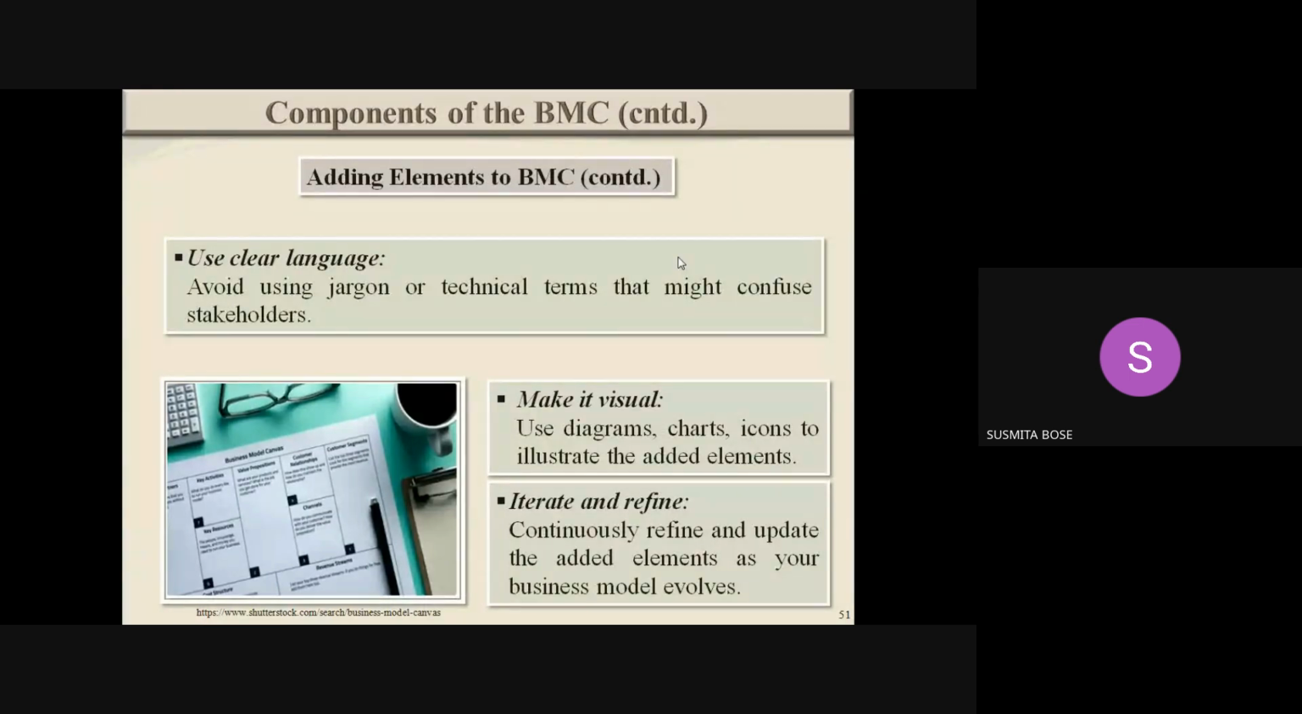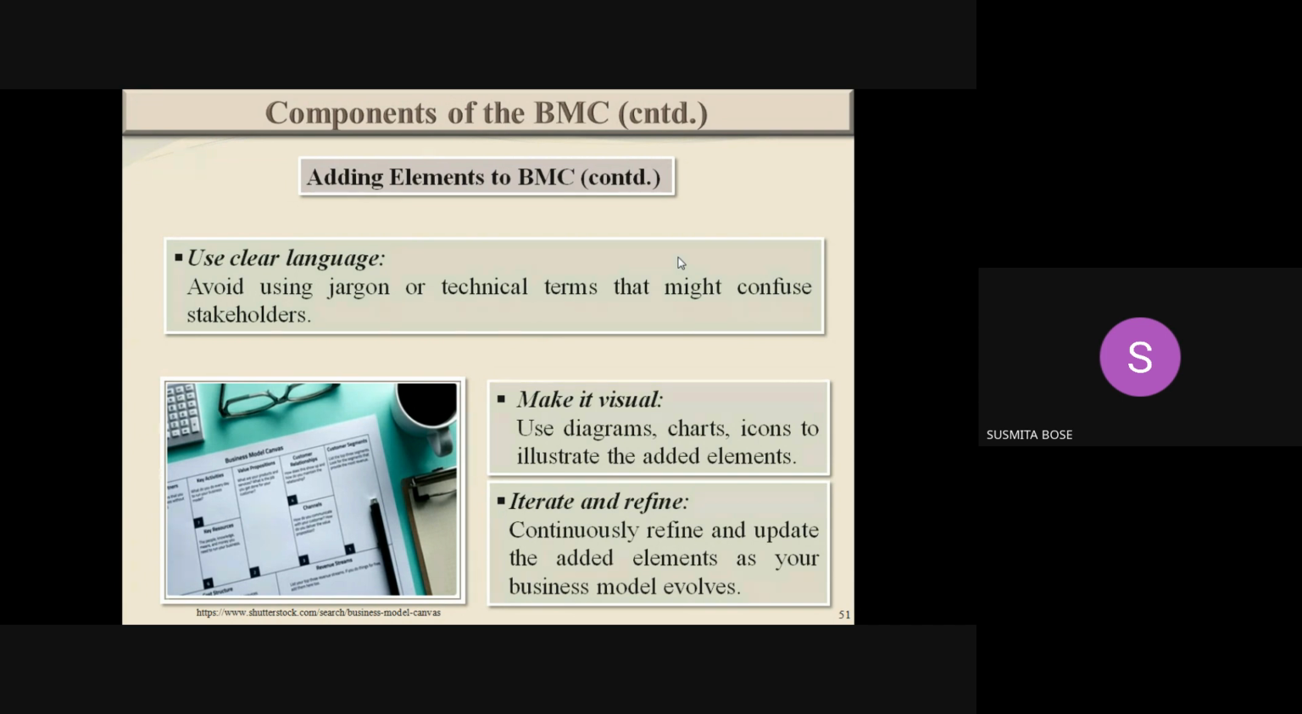Use clear language. Avoid using jargon, the management jargon people sometimes use, or very technical terms that might confuse the stakeholders. Make it visual. You can use diagrams, charts or icons to illustrate the added elements, and continuously refine and update the added elements as your business model evolves.